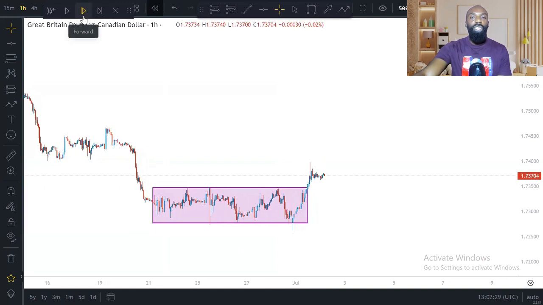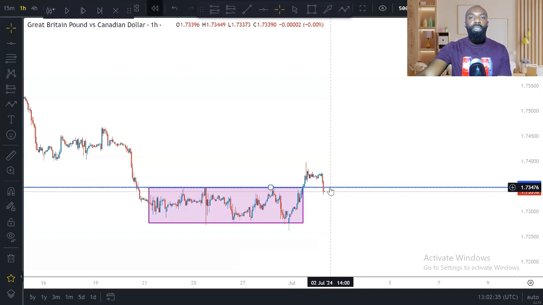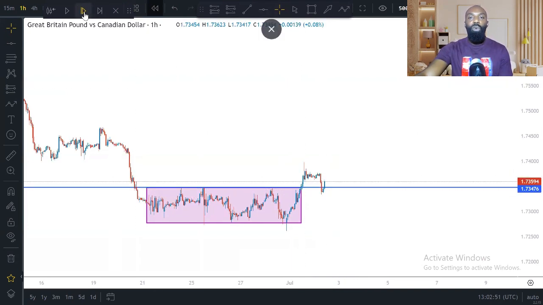So let's see if it's going to come down. Let me quickly put this in. Here you can see price came down, back to the resistance level here. Now, for me, I want to believe that the price actually came to take out some liquidity from here. So let's play it and see what's going to happen.